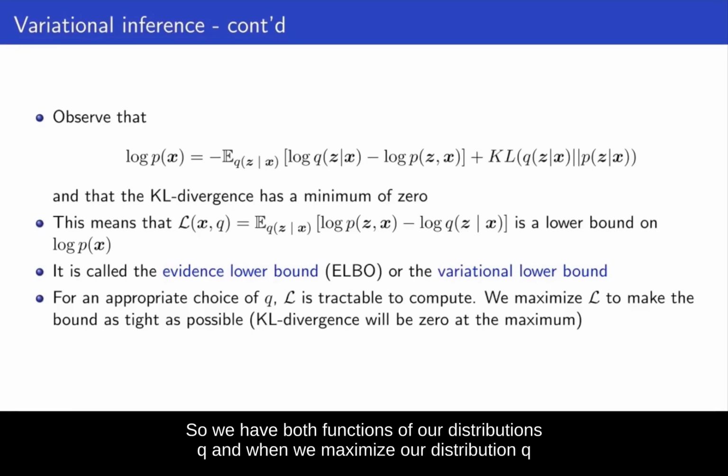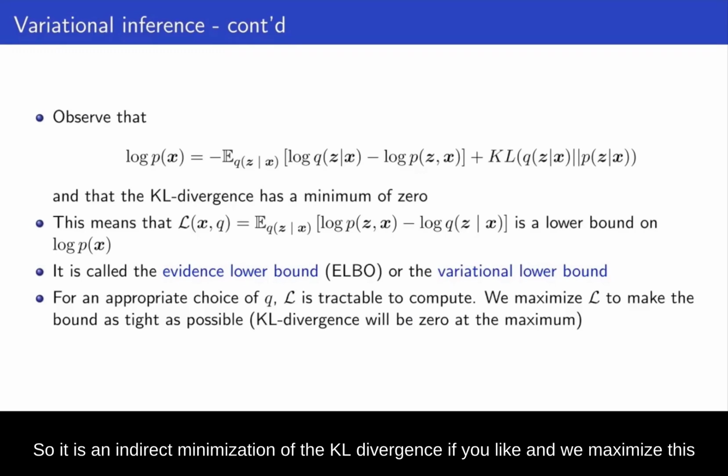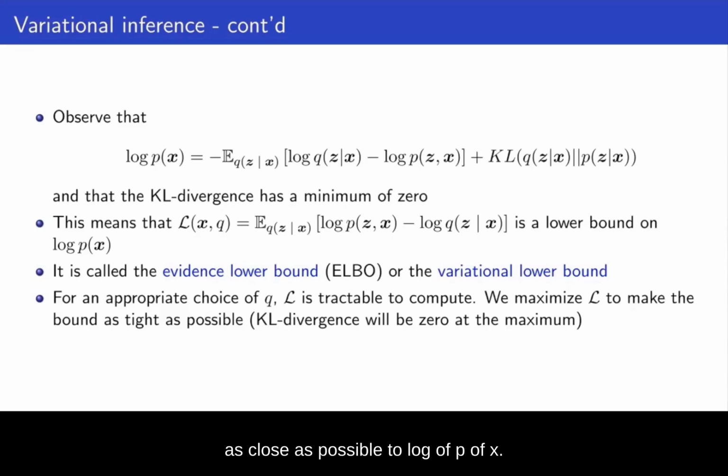They're both functions of our distribution q, and when we maximize this lower bound, this will also lead to minimizing the KL divergence. So it is an indirect minimization of the KL divergence, if you like, and we maximize this lower bound, and thereby we minimize the KL divergence, and then we make this whole expression as close as possible to log of p of x.